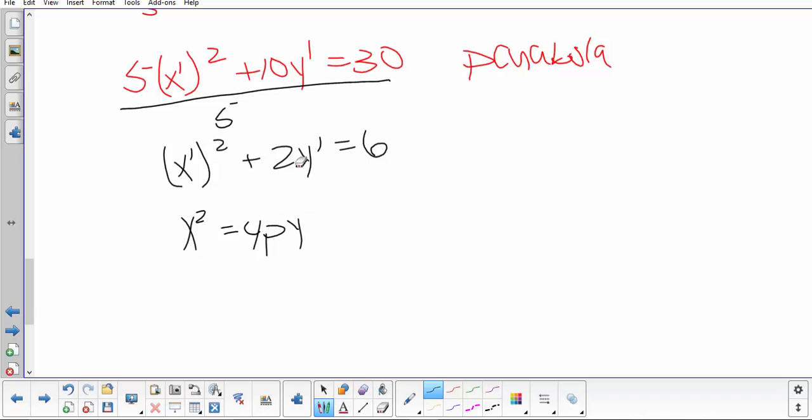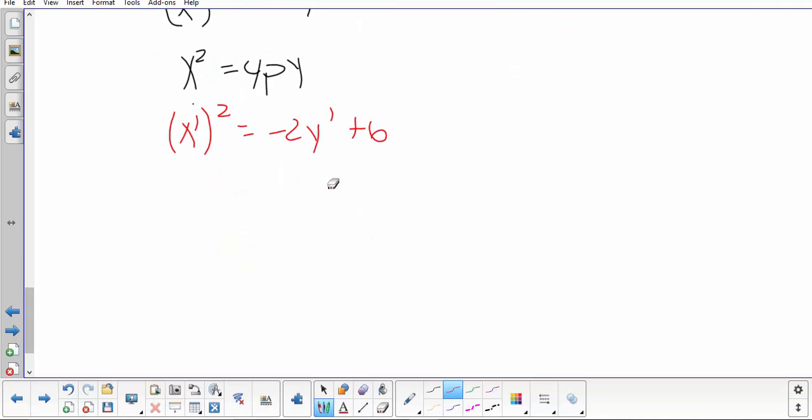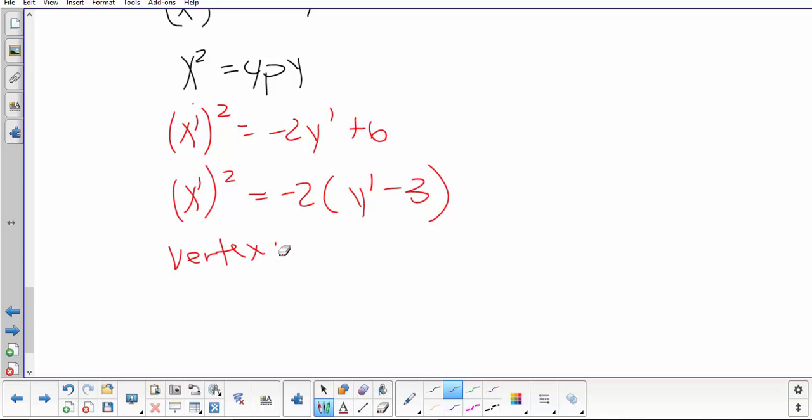So that's what we're trying to get to here. So I'm going to move the 2y prime to the other side. I get x prime squared equals negative 2y prime plus 6. So in order to finish getting this in the correct form, we have to factor the negative 2. So x prime squared equals negative 2 times (y prime minus 3). This is a parabola with a vertex at (0, 3). And we also have a p-value, so we know that 4p is equal to negative 2.